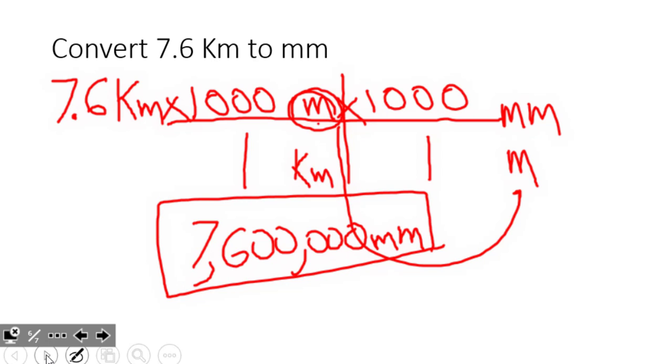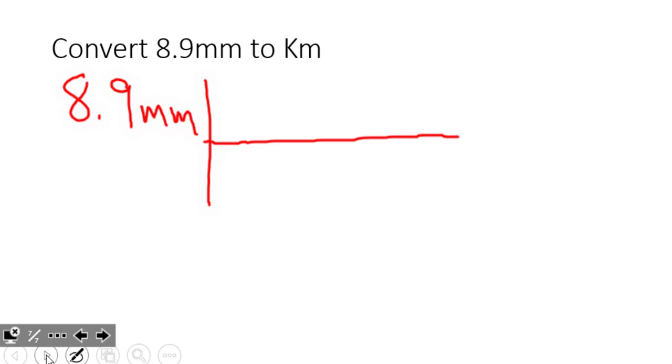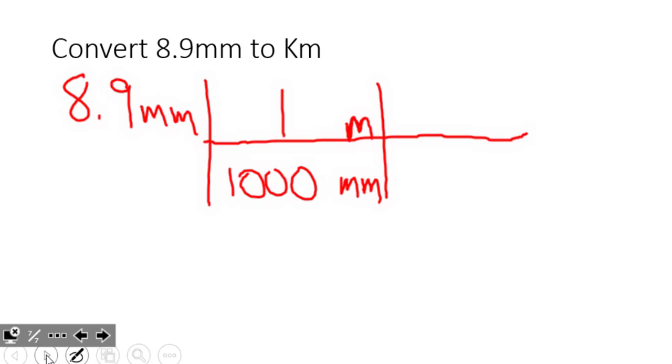Last but not least, we're going to do this, but just backwards. So 8.9 millimeters. Like I said, we're gonna make 2 jumps because this is a long travel. There's our stop. Millimeters on bottom. We're going to stop at the base unit, which is meters. Which one is larger? Meters is larger, so it gets the 1. We get 1,000. For every 1 meter, there's 1,000 millimeters.